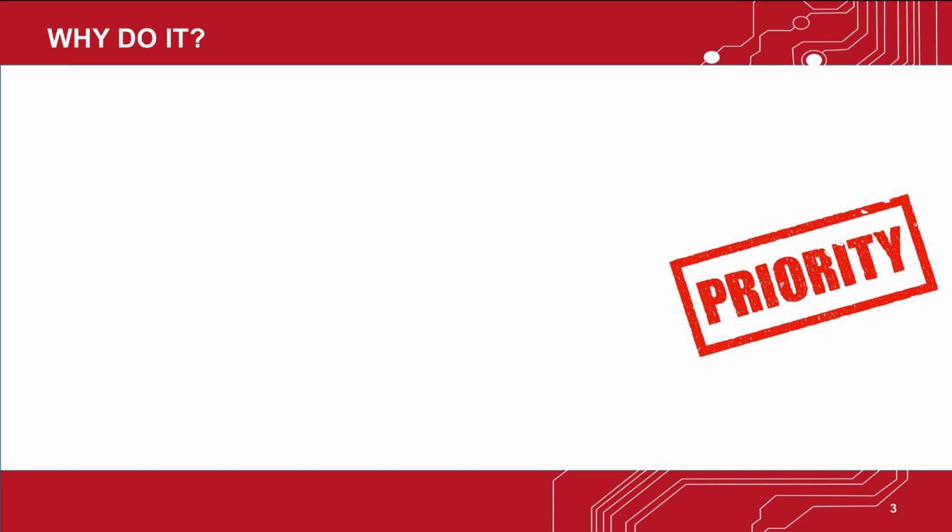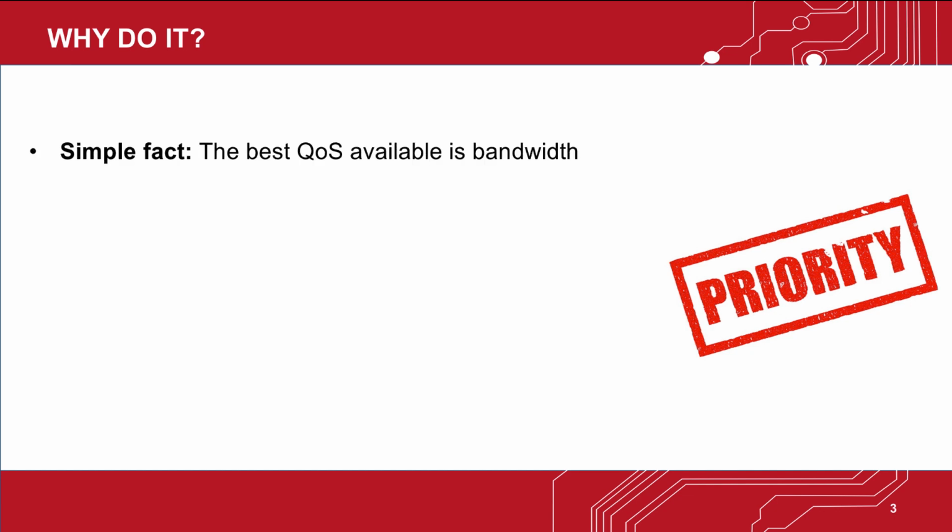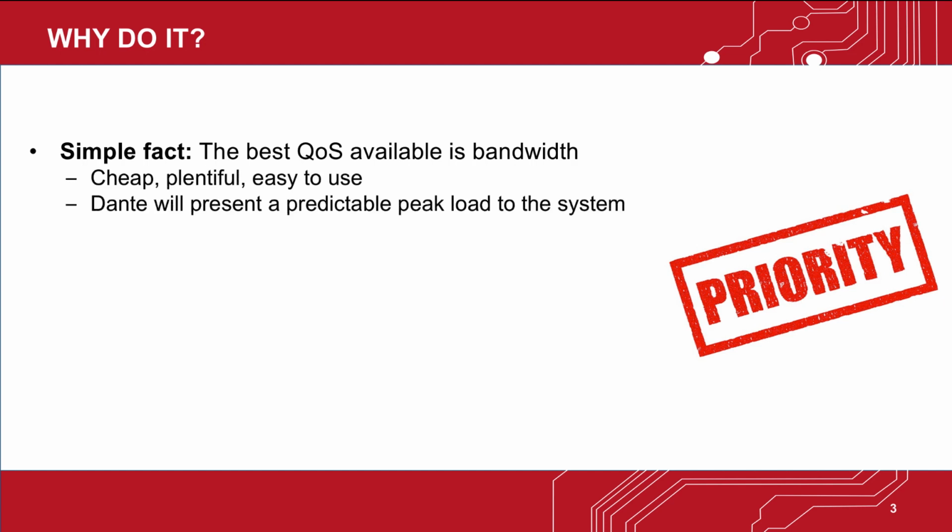Here's a simple fact. The best QoS available is bandwidth. Why? It's cheap, plentiful, and easy to use. And Dante will present a predictable peak load to the system. This should enable you to ensure that the network is appropriately dimensioned.